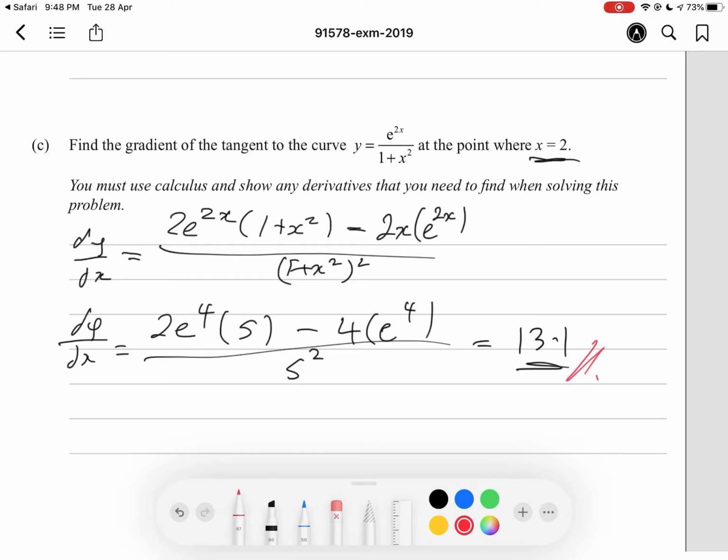Yes, that is the answer. So this is a merit level question. And to get an achieved, all you need to have is the correct derivative. With the derivative, you don't have to simplify at all. You can just leave it like this. That will get you an achieved.